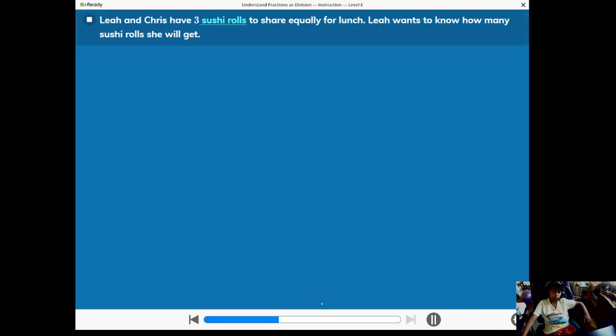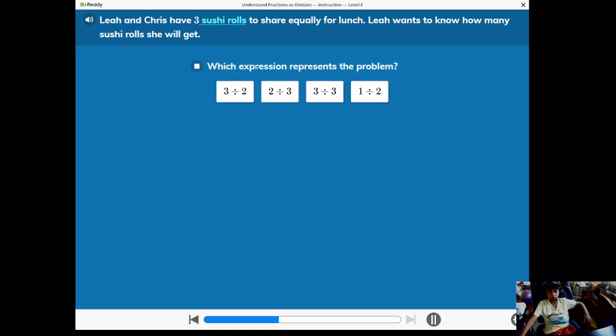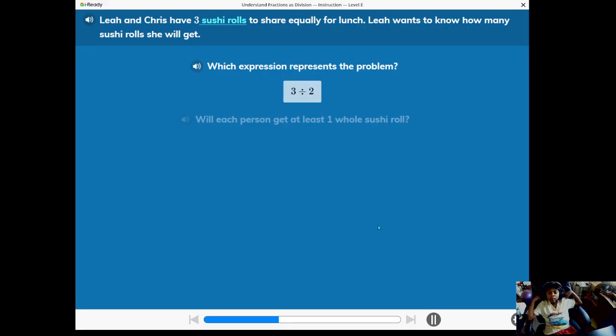Leah and Chris have 3 sushi rolls to share equally for lunch. Leah wants to know how many sushi rolls she will get. Which expression represents the problem? 3 divided by 2. 3 sushi rolls are being divided, so 3 is the dividend. The sushi rolls are being divided among 2 people, so 2 is the divisor.